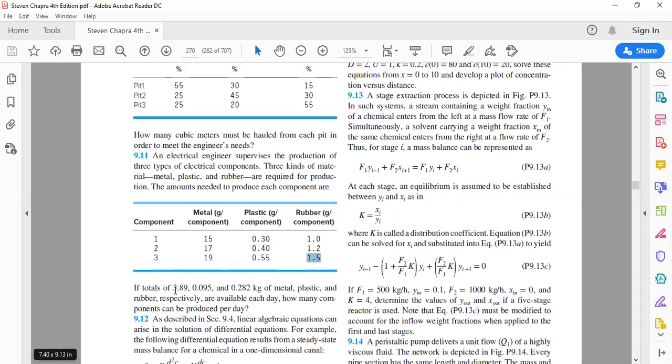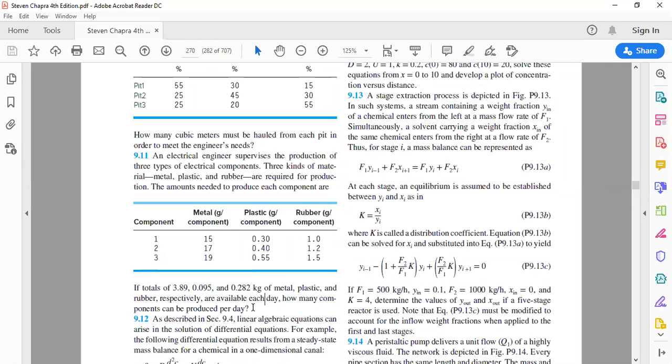For the total quantity of items of the metal, plastic, and rubber are this. So this question is actually solving, you can convert this question into solving algebraic equations. The values highlighted, apart from these ones, are your A matrix. Then these values here that are highlighted are your B matrix. So you need to just solve for x1, x2, and x3. Those values you solve for are the components that can be produced per day.